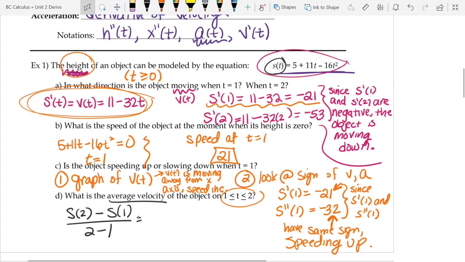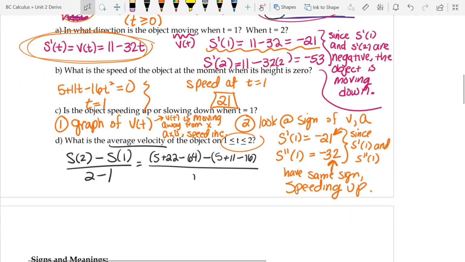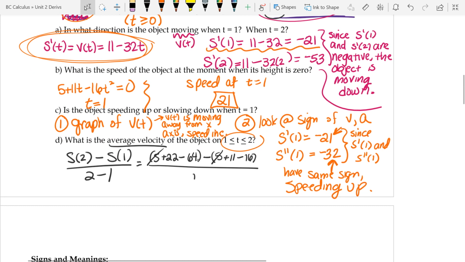So s of 2 is going to be 5 plus 22 minus 64, minus s of 1, 5 plus 11 minus 16, all over 1. And I don't know, that's something mathy. Let's see, my 5s would be gone. 22 minus 11 is 11. Negative 64 plus 16 is what? Negative 48. Which is going to be negative, what, 37, I think. So the average velocity is negative 37.